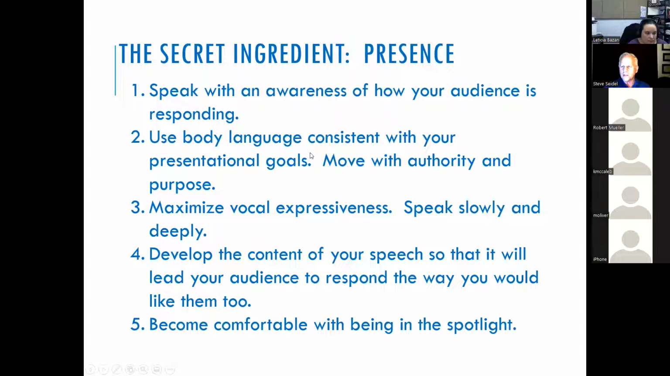And the only way you can do that is if you know your talk so well, right? Use body language consistent with your presentational goals, right? Move with authority and purpose. I mentioned that earlier. So if you do a little movement around the stage, you might want to divide that up into different segments of your talk, and it really helps people separate the different things you're doing, from the hook, from the problem, to the research question, to the methodology, whatever. But you can separate that just by moving about the stage a little bit.